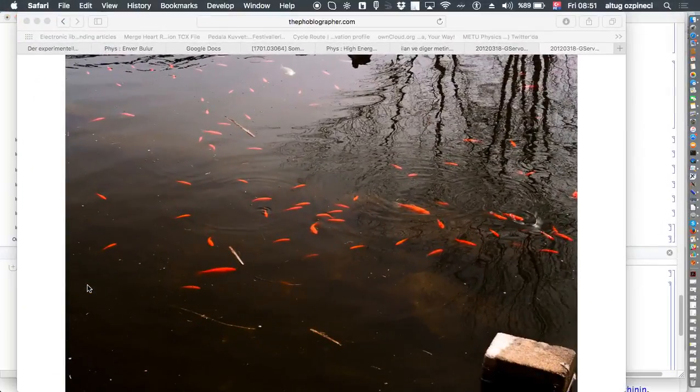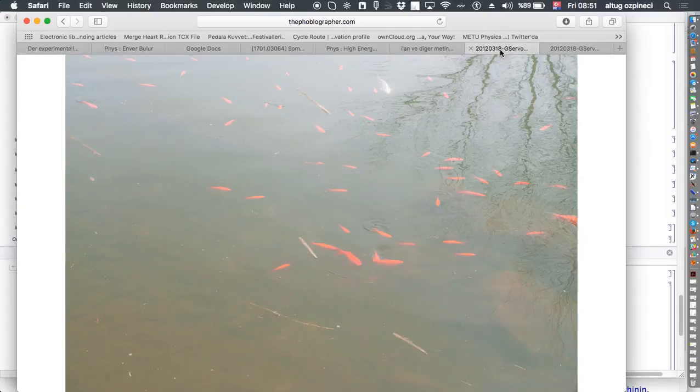I have some images. Now, this we will study probably next week. I don't think we will be able to cover it today. This is an image of a lake. You see there are these fishes, but there is a lot of reflection from the surface.